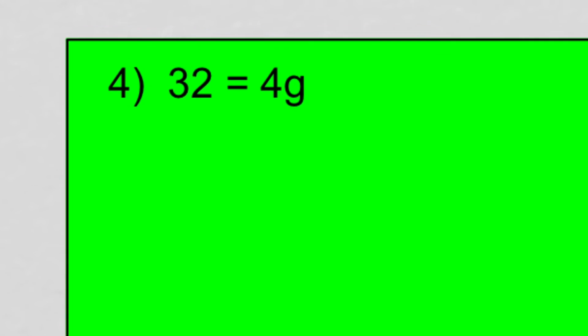Number 4, 32 equals 4g. We want to figure out what the variable g is. 32 equals 4 times a number. Well, to get the g by itself, we do the opposite of multiply by 4, which is divide by 4. And if we do that to that side of the equal sign, we have to do it there.